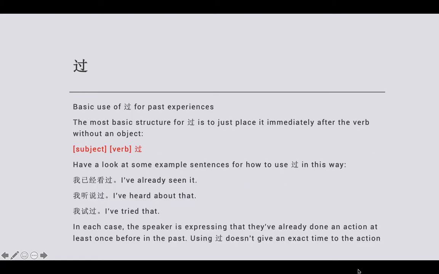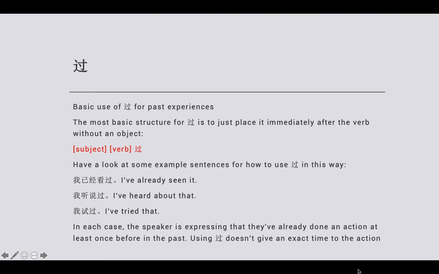So the basic use of 过 is for past experiences. The most basic structure for 过 is to just place it immediately after the verb without an adjective. For example, you see here, the structure is: you put the subject, verb, and 过. So let's see some example sentences. 我已经看过。我已经看过。I have already seen it.